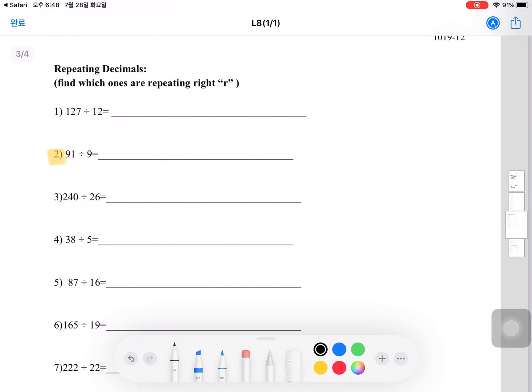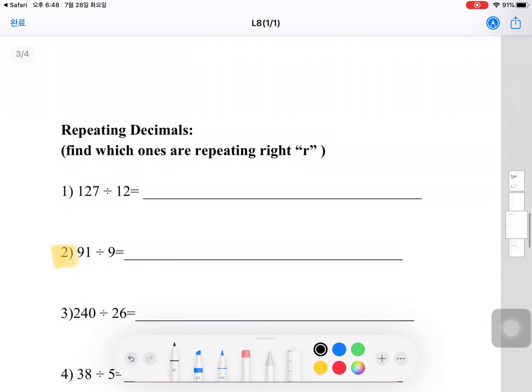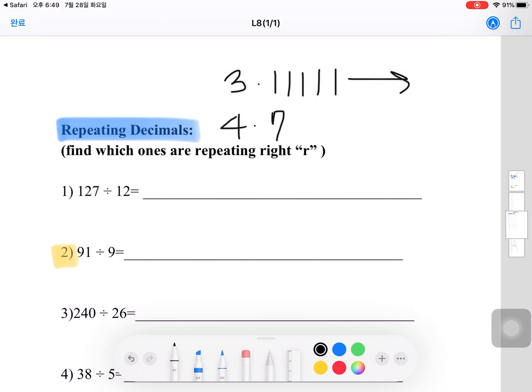So let's go on to the next section, which is repeating decimals. So what you want to do for these questions is first divide and then write on the line if it's a repeating decimal or not. A repeating decimal is when the number after the decimal repeats on forever. An example of this would be what I just wrote, 4.7 with a bar over it. The bar means the 7 continues on forever.